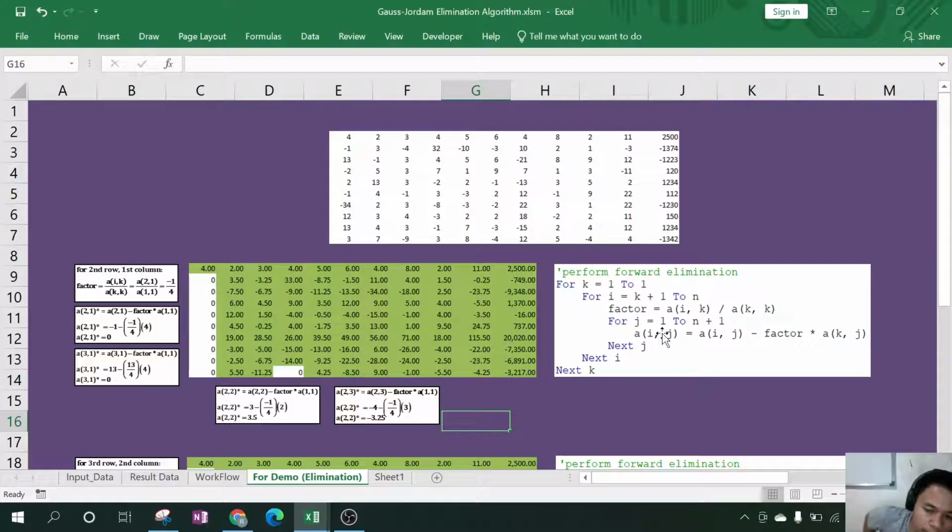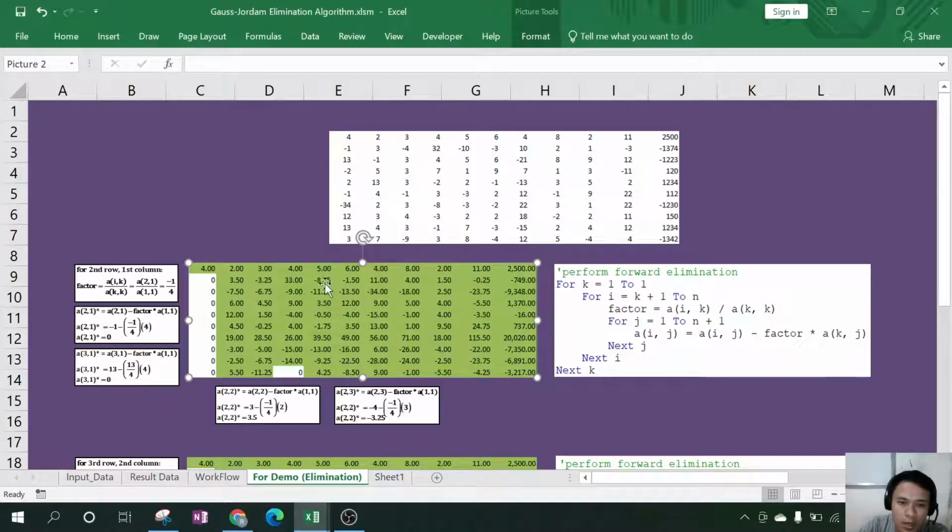Then it will continue, since we are still in k to n. So from the start 2, then the next is 3, since our code here is k plus 1 to n. Therefore the code will loop from the start of 2, 3, 4, 5 up to 10. Then it will loop the process up to this data. After running this one, we get this result.